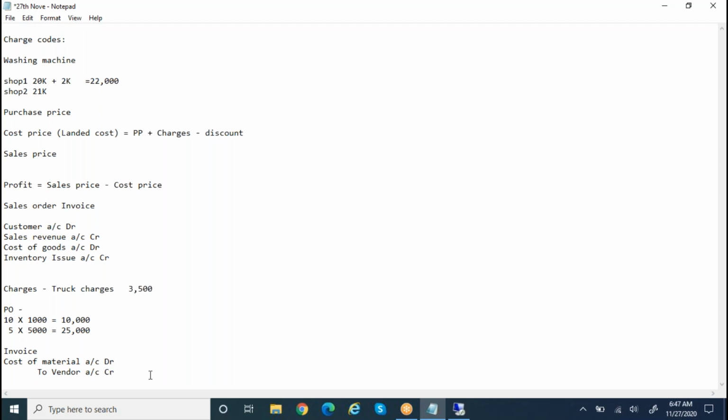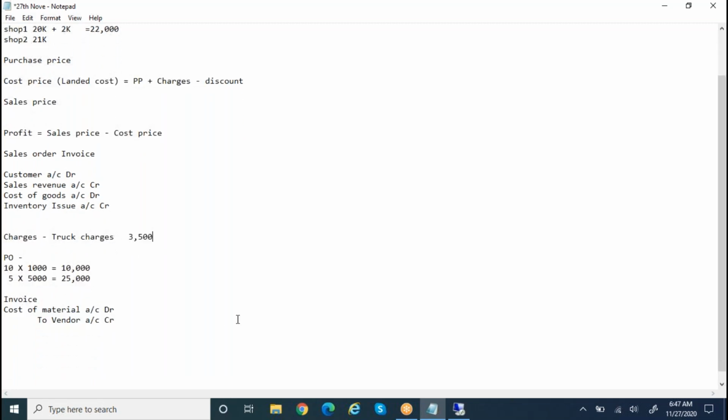Now for these charges, there are two options. One is this truck will be arranged by the vendor, or the truck was arranged by some third party vendor. So this truck charge, whether I need to pay to the vendor or to the truck. Suppose I'm taking the example of a vendor truck. Then how much amount do I need to pay to the vendor?